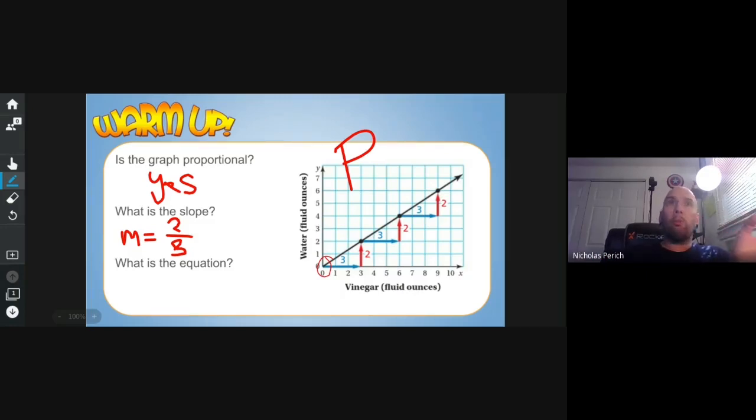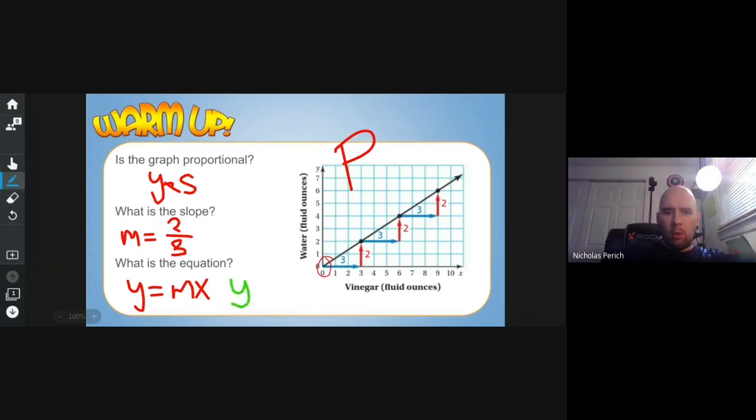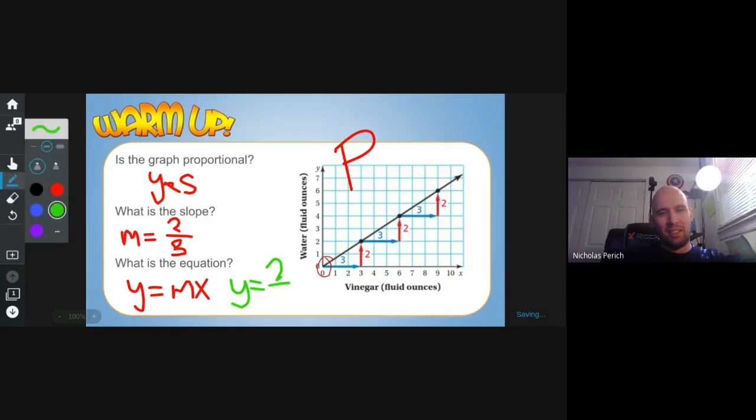What is the equation? Well, remember, equations of proportional lines are in the form y equals mx. I now know what my m is. My m is 2/3. So I'm going to rewrite this as y equals 2/3 x.